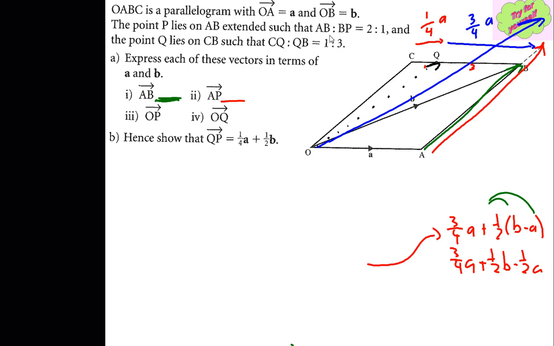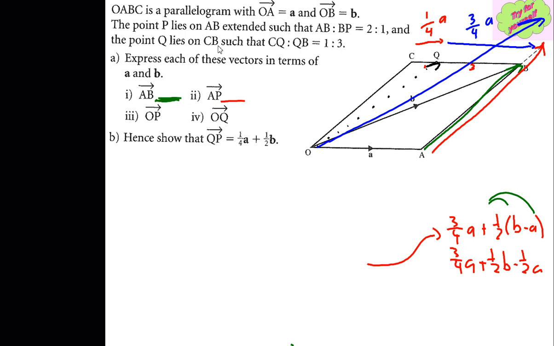I'm looking at AB to BP. Ah, sorry, yeah, so P's out here somewhere. Because AB is twice as long as BP, P's about here. It's AB and then BP, I was thinking AP. And it says point P on AB extended, so that's why I've extended the line. So point P's out here somewhere.